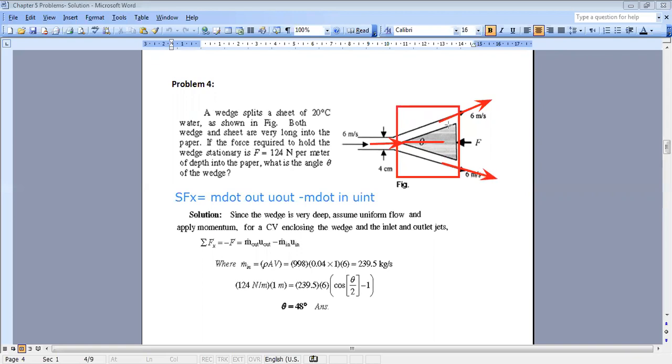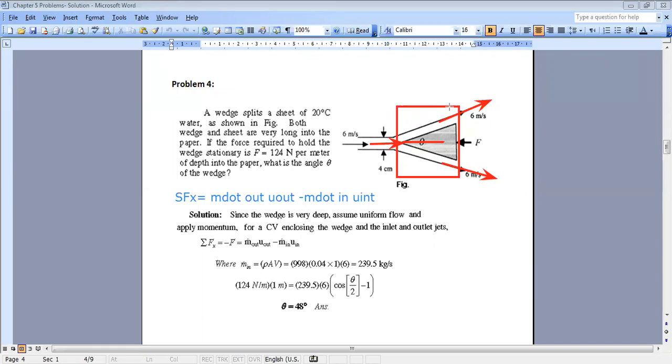I want to find what should be the angle theta in order for my system to remain at rest. What does this mean? If my system is at rest, the acceleration is 0. When the acceleration of a system is 0, then the Reynolds transport theorem, which is applied on it, will be simplified to sum of forces in x equal m dot out u out minus m dot in u in.